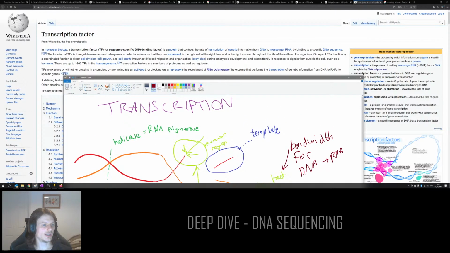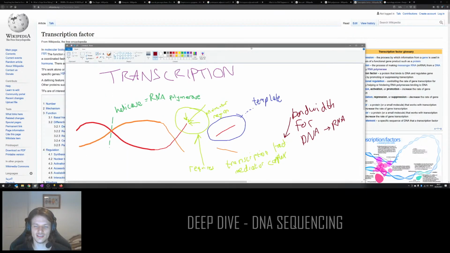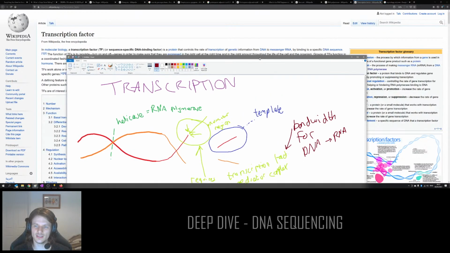The function of TFs is to regulate, turn on and off genes in order to make sure that they're expressed in the right cell at the right time. So they have a very specific function, and in the right amount throughout the life of the cell and the organism. What controls this? Is it its own mechanism?